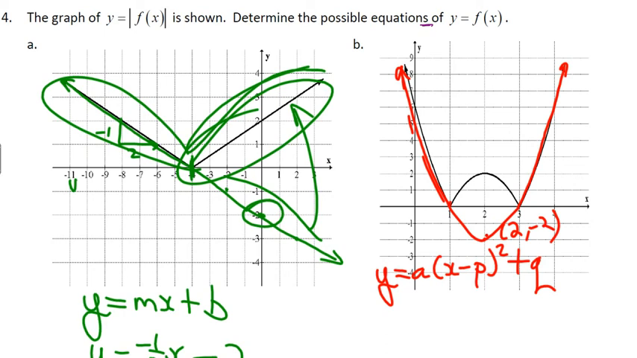If I go over 1, I go up 2. So that tells me there's been a stretch by a factor of 2, right? It opens up. So y is equal to positive 2, (x minus 2) quantity squared, minus 2. Okay? Now you can verify that by graphing, right? You could pull out your graphing calculator and graph this, see if that's what you end up with.